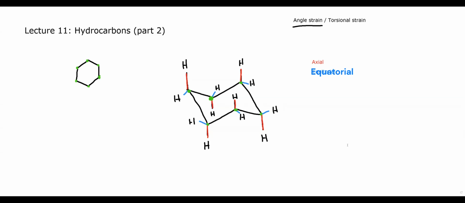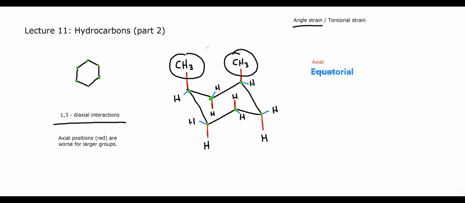Let me draw it here. Okay, 1,3 diaxial interactions. So this is the major consideration that we have to take when we consider torsional strain on a 6-membered ring. All this means is that the axial positions are worse for larger groups. Axial positions, shown in red here, are worse for larger groups. Okay, why is that? Well, if we imagine, say we have a CH3 here, and say we have a CH3 up here, say we have some large groups in these 2 axial positions here.